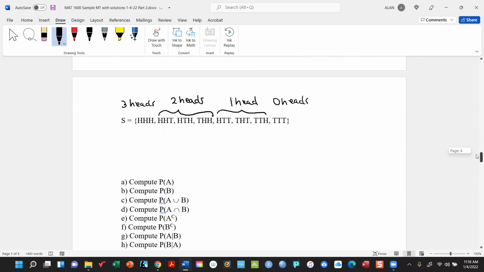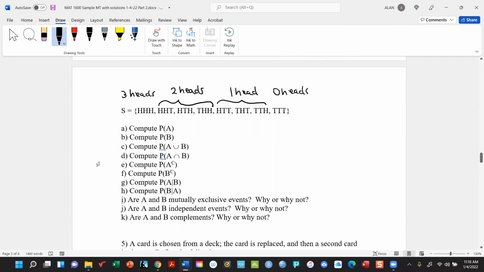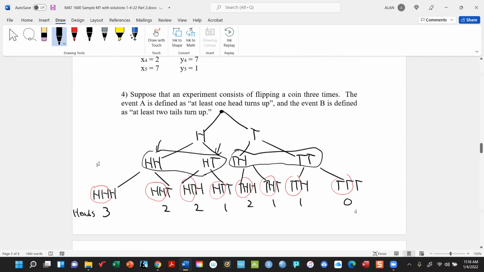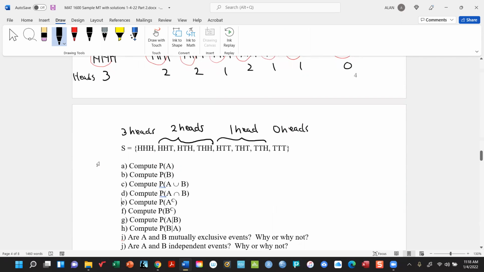All right, so finally, now it doesn't actually ask you to do this, but I don't see how you can get these answers right if you haven't formally written out the sample space. It really is important. And so let's look at A now. A represents at least one head. Now watch how easy this is.